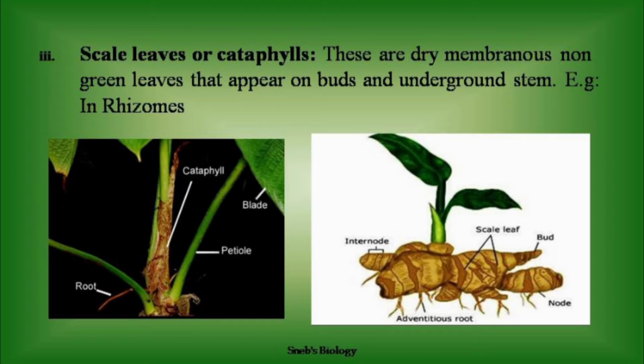The third one is scaly leaves or cataphylls. They are dry, brown-colored, modified leaves and their main function is protection. We see these scaly leaves on the underground stem. Normally, because underground means no sunlight, they are not going to perform photosynthesis, so there is no significance of them being green, but they have to protect the buds which arise.